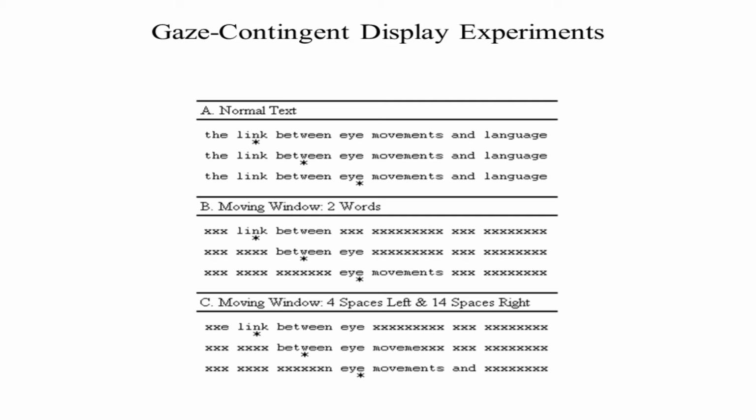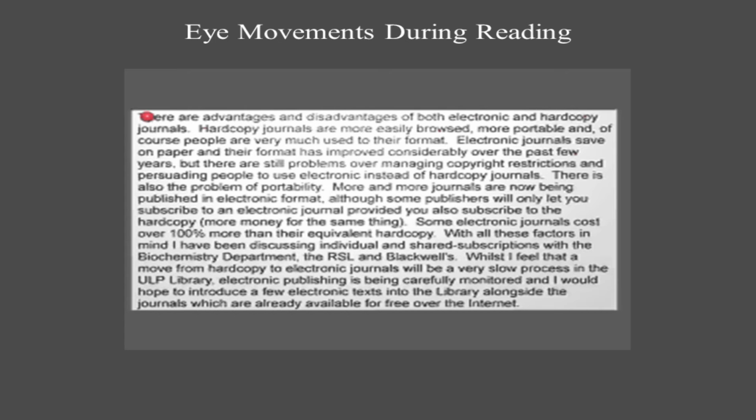So by manipulating the nature of the window, its size, its symmetry, and the nature of the distorted information outside of the window, Keith and Sandy and their students were able to learn a tremendous amount about what happens in the mind during reading. Okay? And I'm going to tell you about some of that, but just to give you a sense of what eye movements look like during reading, I have a little video here.